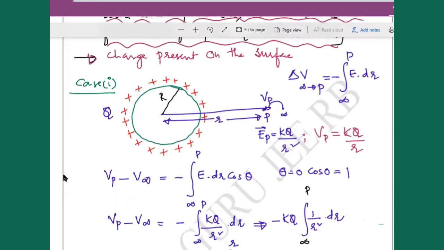Case one, what you'll write is outside. Case is outside: small r is greater than capital R. This is the condition that we can write. And finally, what we are getting here is V is proportional to 1 by r in the outside condition. Fine, let's stop it.